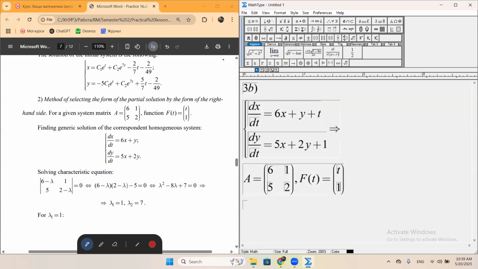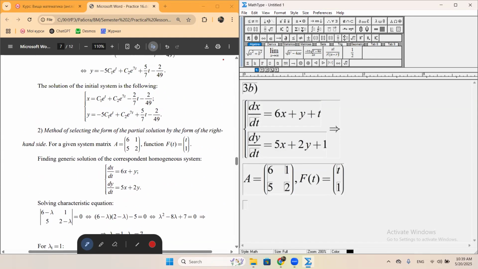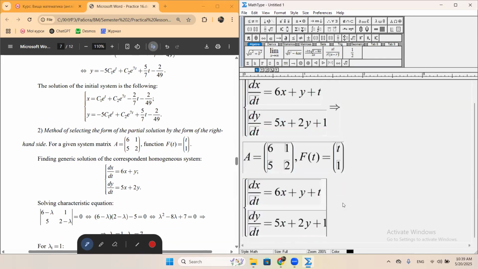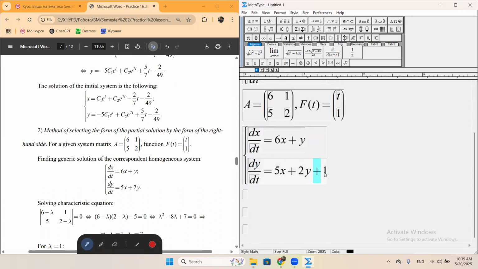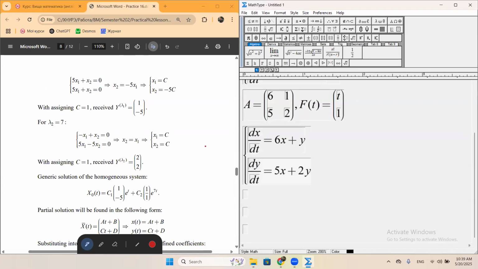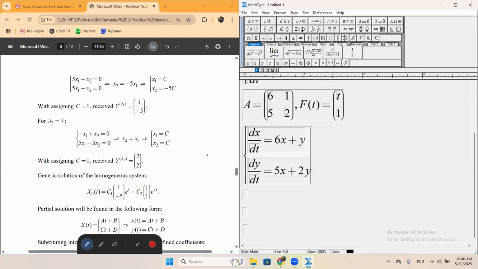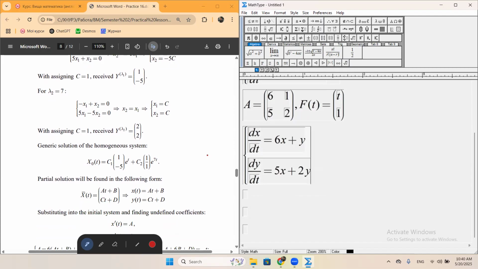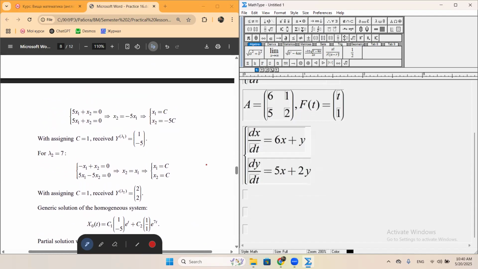First of all, we need to find the general solution of the corresponding homogeneous system, erasing this part, so only the functions. It is found here using the Euler method. For now we'll skip this part because it is analogous to task 2, and I will receive that the general solution is the following.